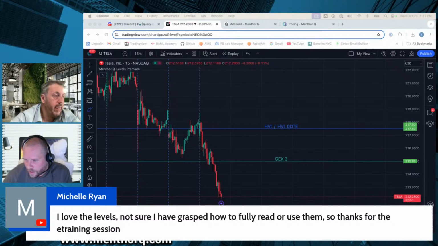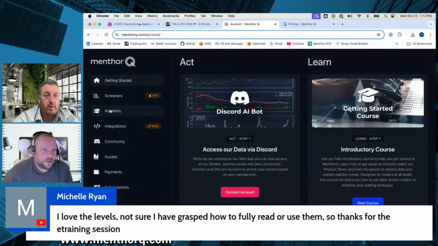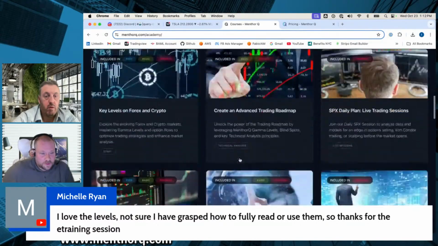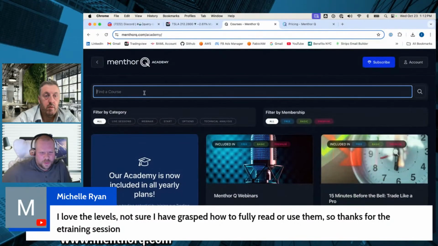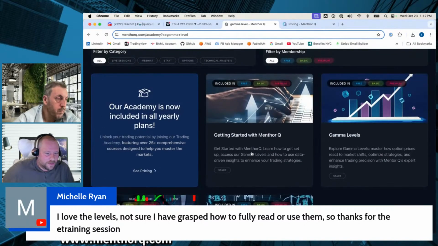Michelle says, I love the levels, not sure I have grasped how to fully read and use them, so thanks for the entire session. Yeah, I would say look also into the put and call resistance session. Now we have the high wall level. Tomorrow we will speak about the 1 day min and 1 day max, and then over the GEX levels, and then give you the time to observe the levels.